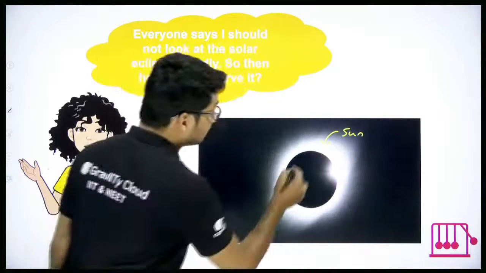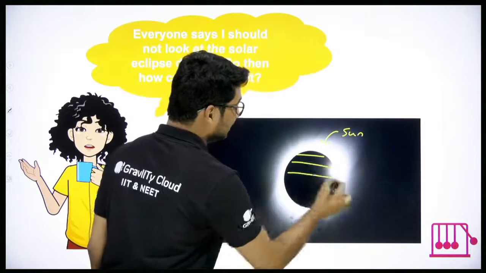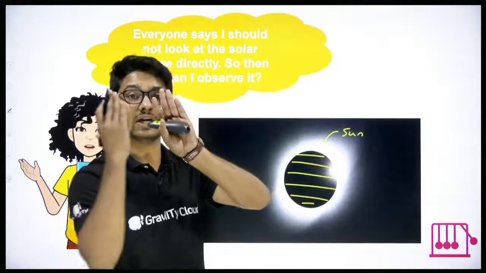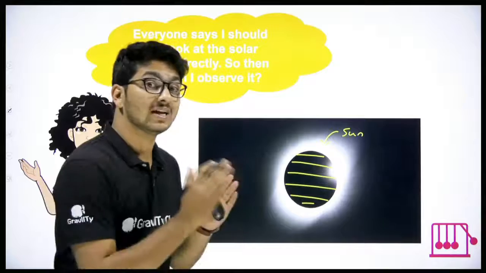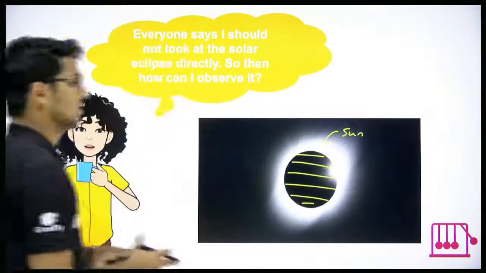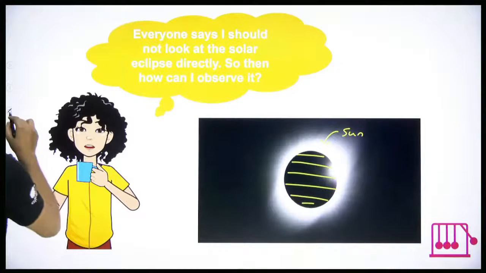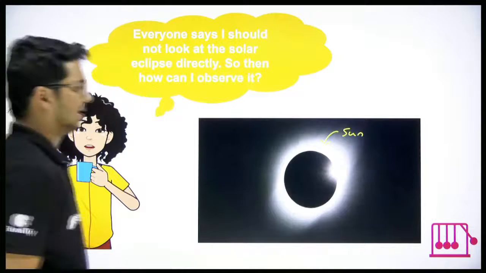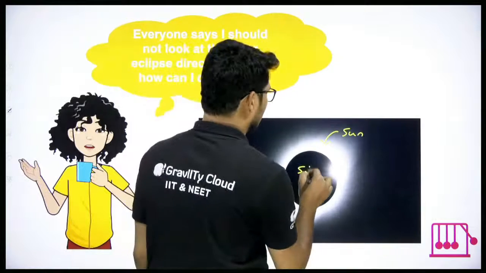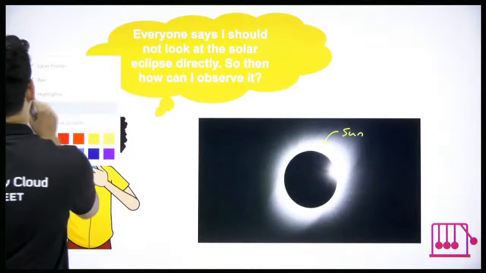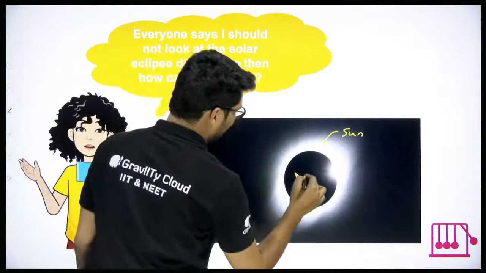But what's happening is, this part is the moon. There is the sun, and in front of the sun, the moon is coming. So the moon is blocking the sun, and that is a solar eclipse. It does not happen very frequently. Okay, let me just write it. It is something which happens twice a year.